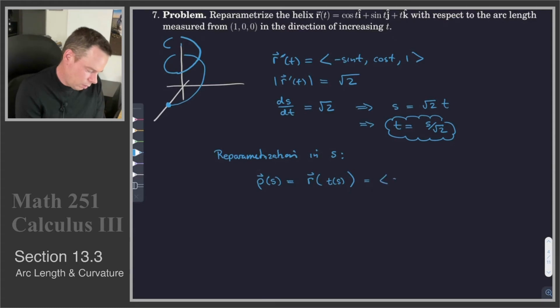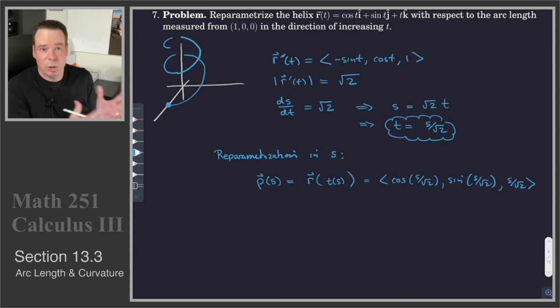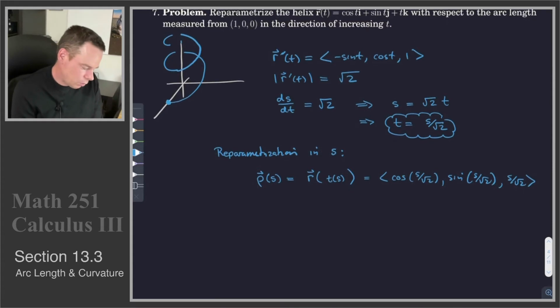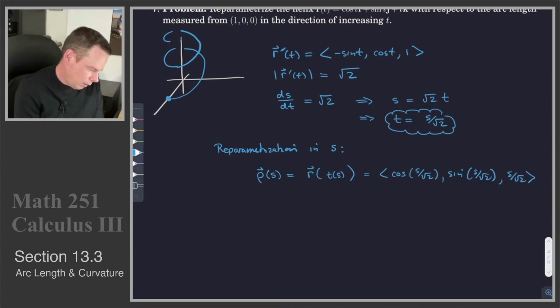And so that's cos of, and this is where I plug in s over root 2, sine of s over root 2, and t, which becomes s over root 2. And that's precisely the parametrization we had in the construction, where we had root 2 dividing each of the parameters. And so there's our re-parametrization. And the key takeaway here, the key thing to note about why we did this, is as follows.